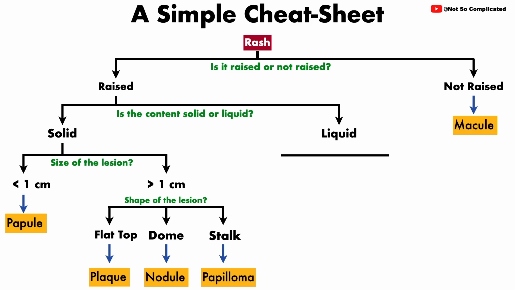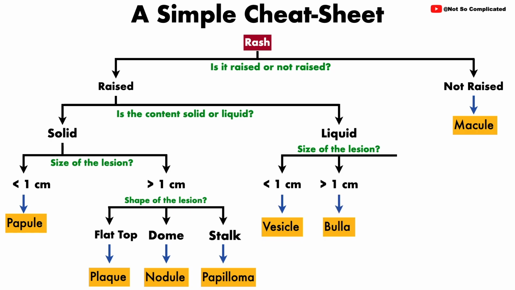If the content is liquid, we have to ask another question again: what is the size of the lesion, just like in the solid one. If the size is less than 1 centimeter, then that is a vesicle. If the size is more than 1 centimeter, then that is a bulla. Alright, if the lesion is yellowish in color or pus-secreting, then it is called a pustule. So that is how we wrap it up.